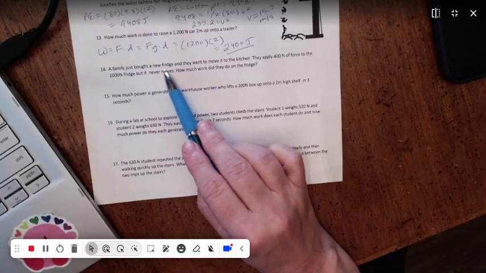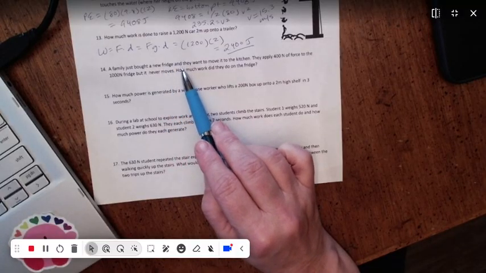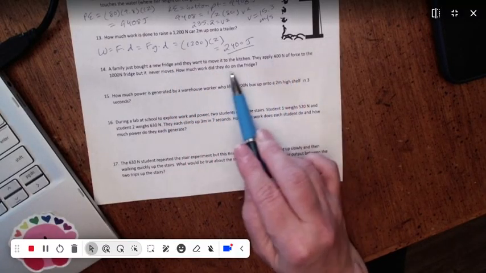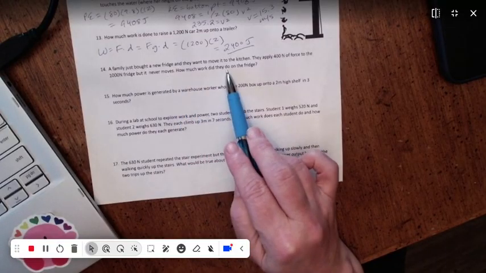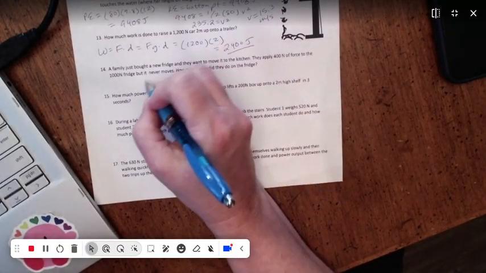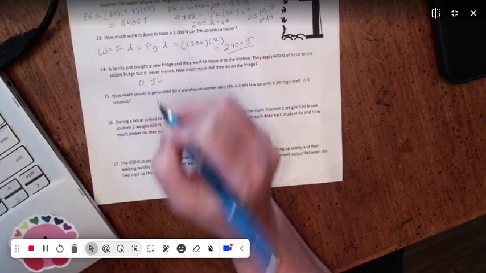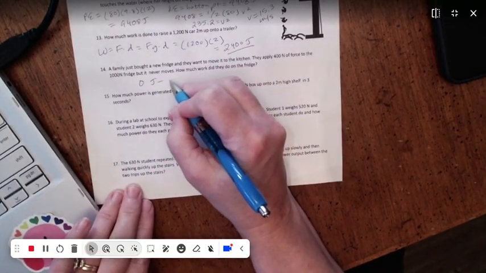Okay, a family just bought a new fridge. They want to move it to the kitchen. They apply 400 newtons of force, but it never moves. How much work did they do on the fridge? Unfortunately, they did 0 joules, because there was no displacement.